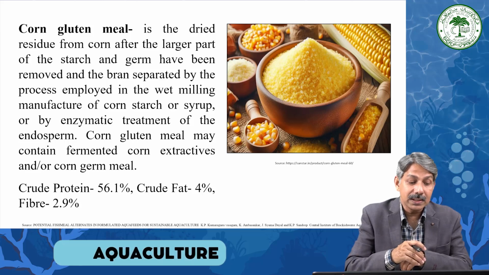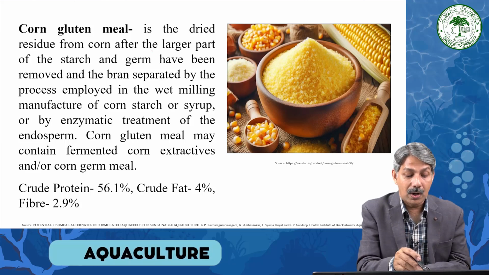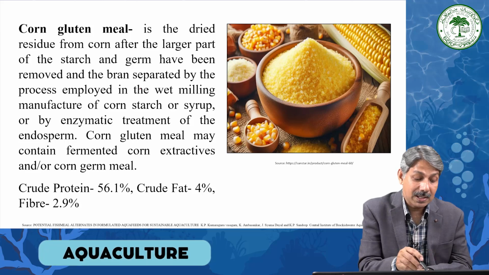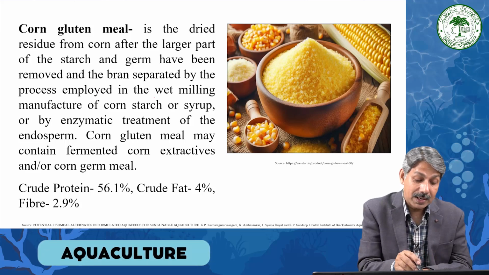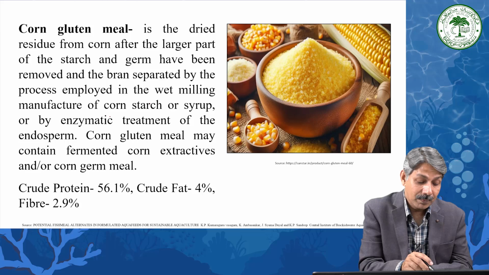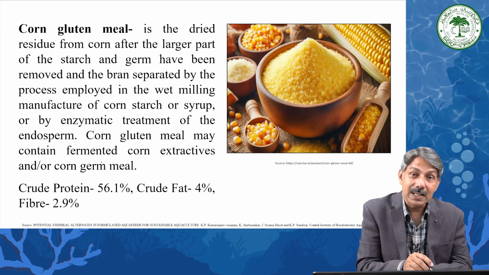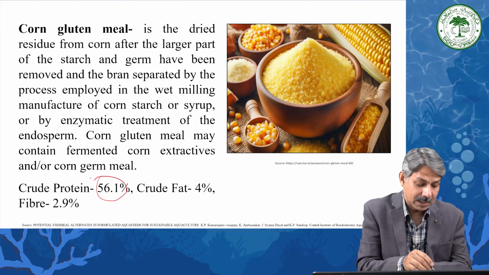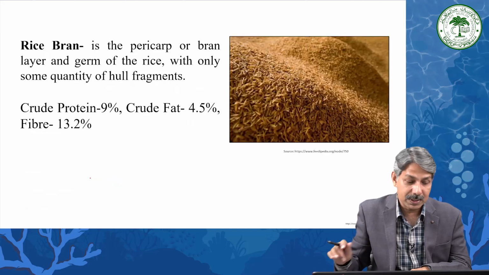Corn gluten meal is the dried residue from corn after the larger part of the starch and germ have been removed and the bran separated, by processes employed in the wet milling manufacture of corn starch or syrup or by enzymatic treatment of the endosperm. Corn gluten meal may contain fermented corn extractives and/or corn germ meal. Here the protein percentage is quite high, 56.1%.